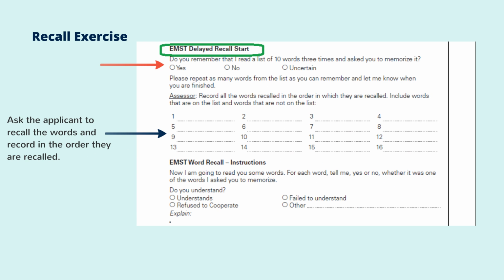You will ask the applicant if they remember the list that you read them 3 times and ask them to memorize. You will then ask them to repeat as many words from the list and you will record all of the words that they state in the order in which they are recalled, again, including any words on the list and words that were not on the list.